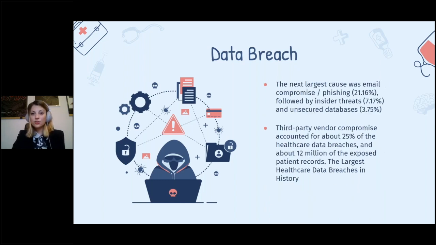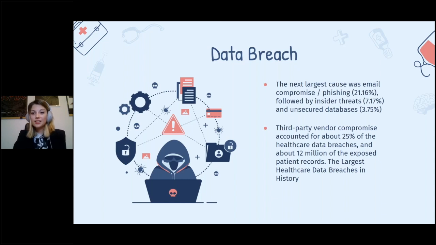Also, ransomware attacks accounted for almost 54% of 2020 healthcare data breaches, and they are the strong majority. The next largest cause was email compromise and phishing, at around 21%, followed by insider threats, at around 7%, and unsecured databases, at almost 4%. Third-party vendor compromises account for about 25% of the healthcare data breaches and about 12 million exposed patient records.